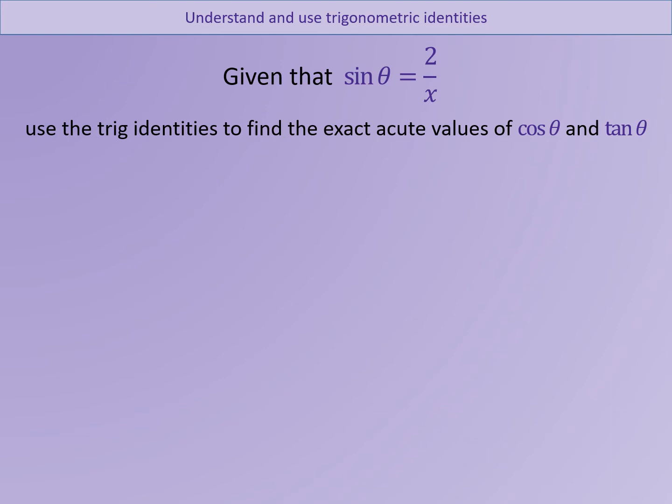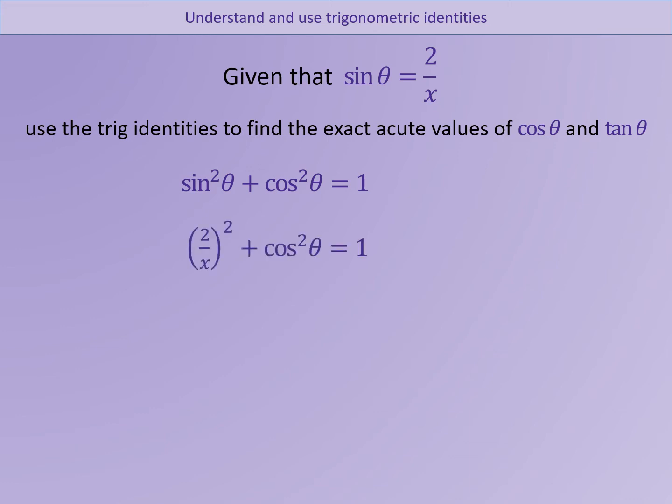And the way that I'm going to find cos theta is I am going to use one of the two identities that I have just derived. And the one that I'm going to use is this one, that sine squared theta plus cos squared theta is equivalent to 1. So I'm going to replace sine theta within the identity, and then I'm going to be able to rearrange it in order to find eventually the value of cos theta.